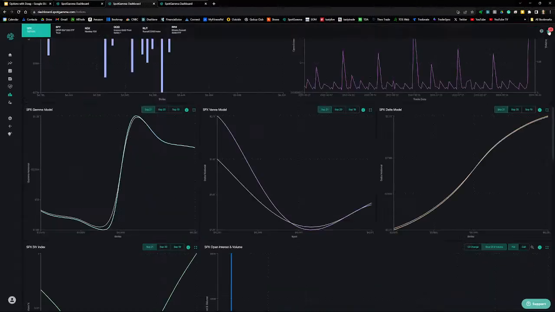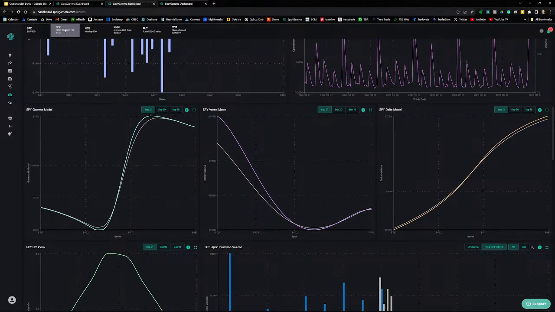All right, let's take a look at SPY and QQQ. So we'll start with SPY. For today, the low of the day for SPY was right around 433. SPY is currently trading just above that in a very narrow range, somewhere between 434 and 435.